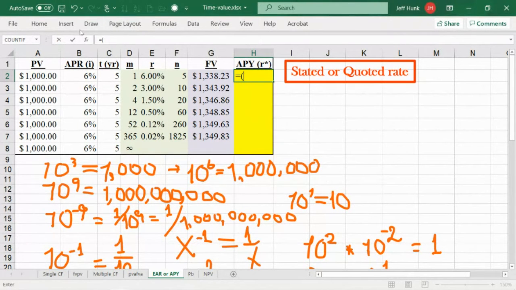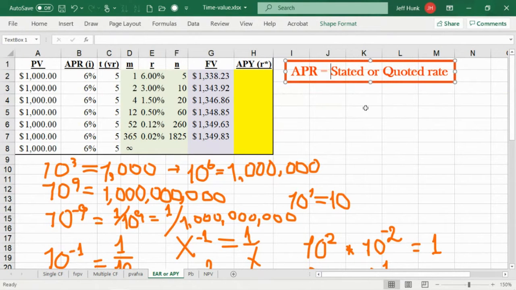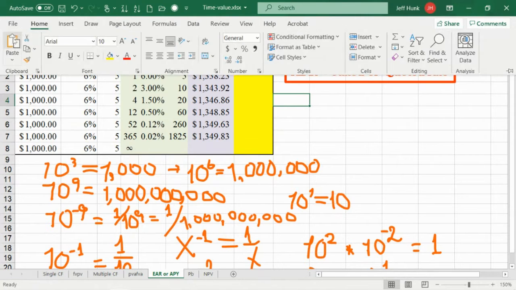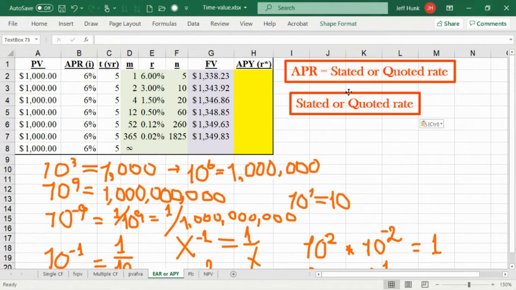I'm going to write it out here first. Then APY equals 1 plus APR over M, raised to M, minus 1. Some people wonder, why minus 1?